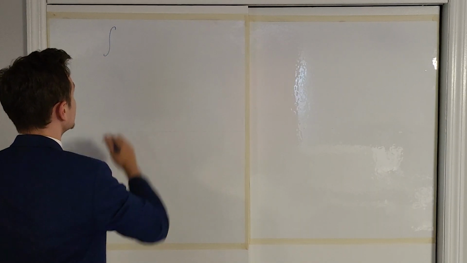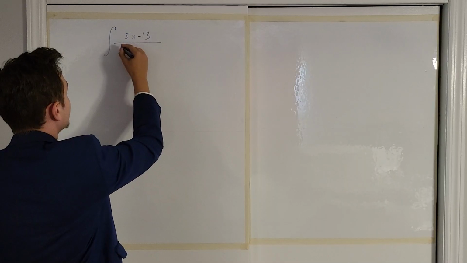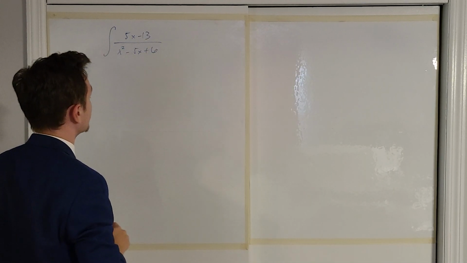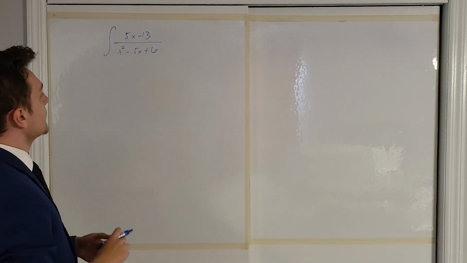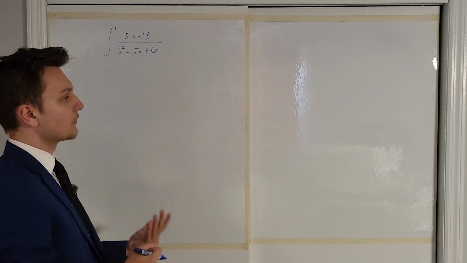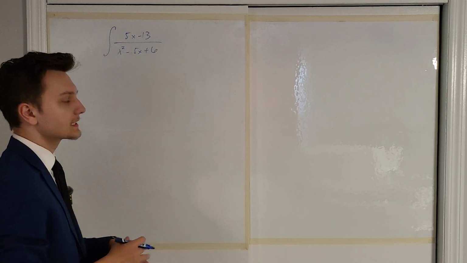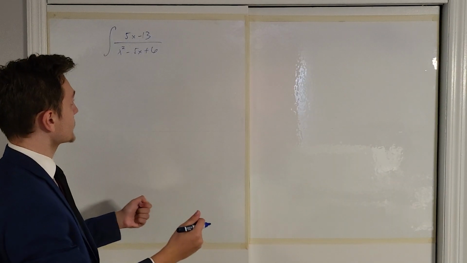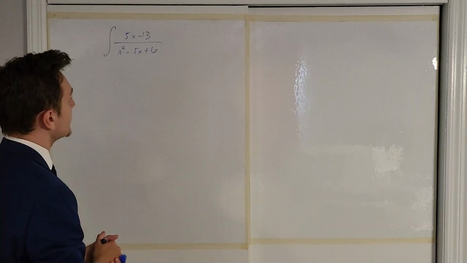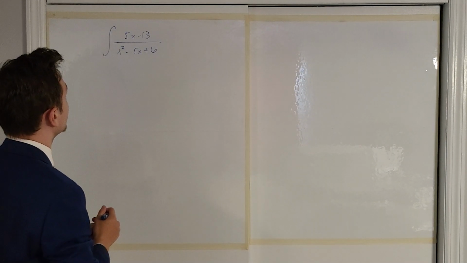Let's say we want to find the integral of 5x minus 13 all over x squared minus 5x plus 6, okay? So this is a rational function, okay? We aren't able to solve this integral directly, okay? So what we're going to do is decompose it into fractions that we can find the integral of. So step one is to factorize both sides of your equation, okay?